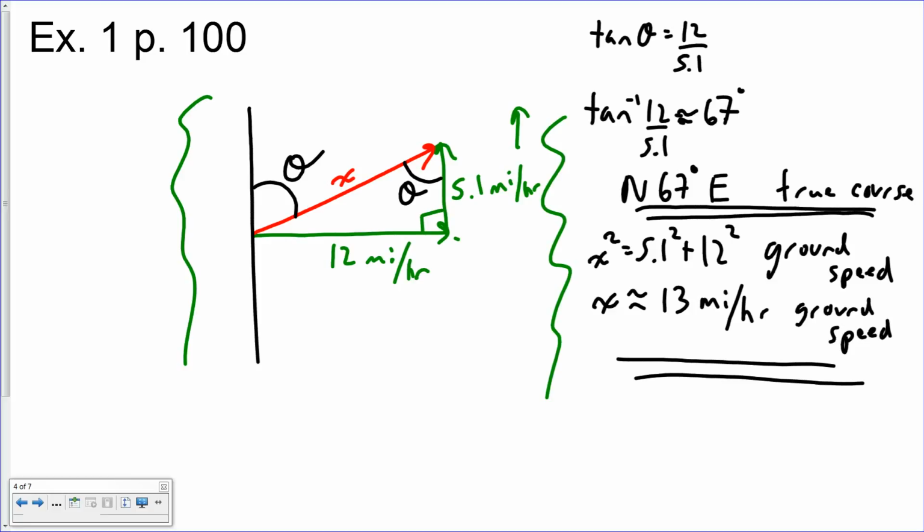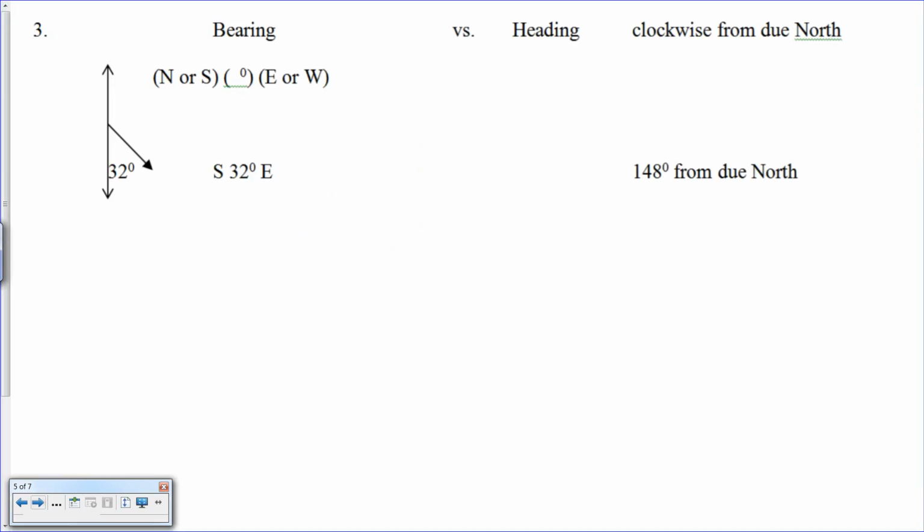I want to set up the next problem, and this is going to get into the words that we talked about at the beginning. Right after I get done with this. We talked about this at the beginning of the class, but just to reinforce it, we're looking at bearing versus heading. Book is going to use these things interchangeably at this point. You have to just be able to do both.